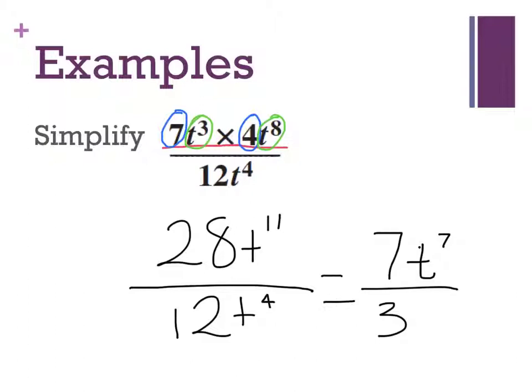Okay, so my answer for 7t to the power of 3 times 4t to the power of 8 divided by 12t to the power of 4 becomes 7t to the power of 7 divided by 3. And that's it, guys. That is dividing with indices.